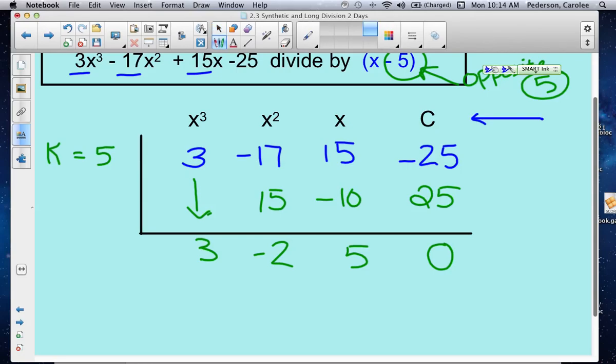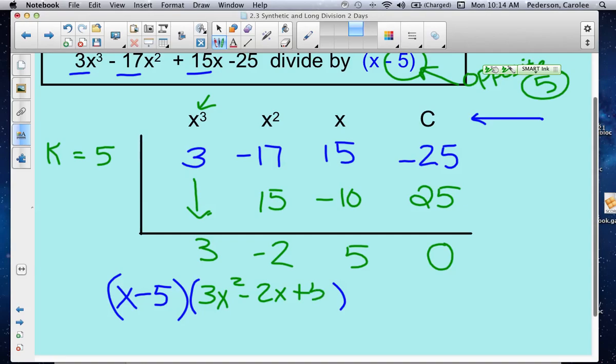So we factored out x minus 5. What we're left with is we took out like an x term, so now we're left with one less x. So instead of this being an x cubed, it's going to now be 3x squared, and then minus 2x, and then plus 5.